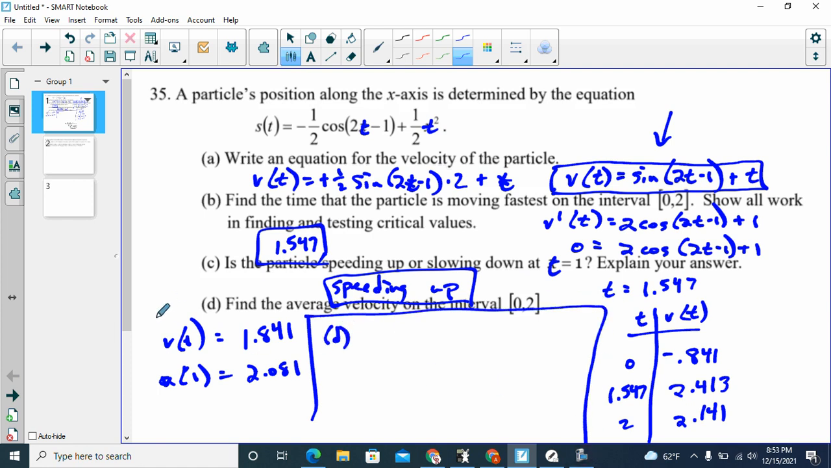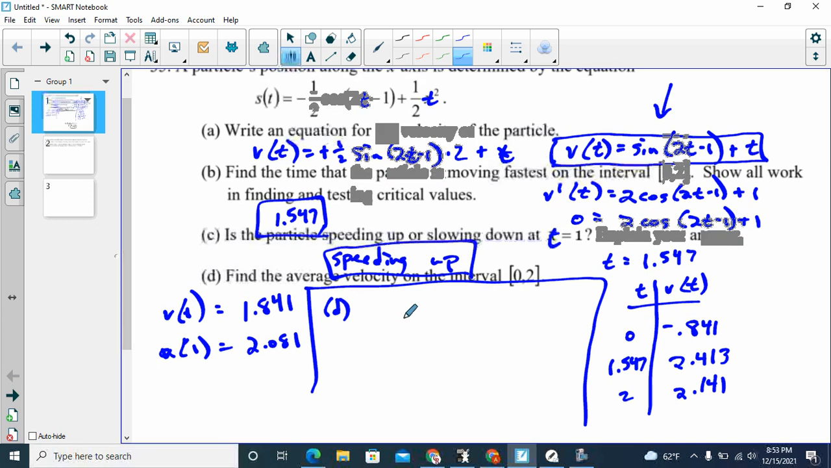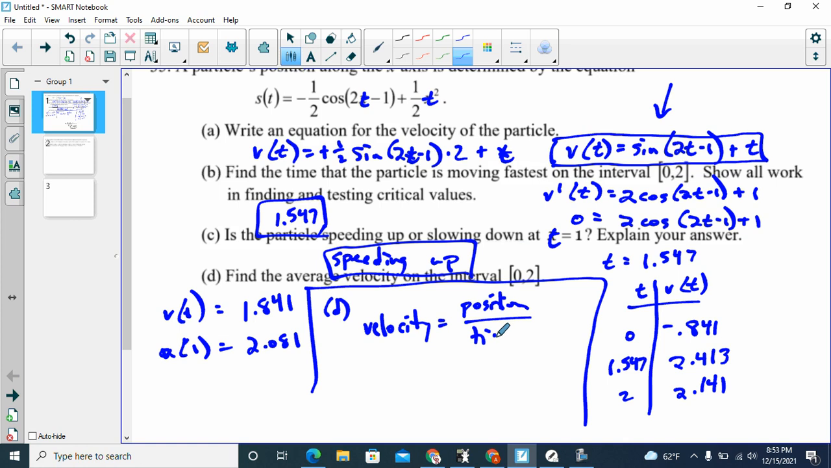For D, find the average velocity on the interval from 0 to 2. Average rate of change, we are always going to find a slope. Note that velocity is position over time. So if I'm finding slope, I need positions, and then dividing by time is going to give me that average velocity, what I'm looking for. So we need 2 positions. We need the position at time 0 and the position at time 2.